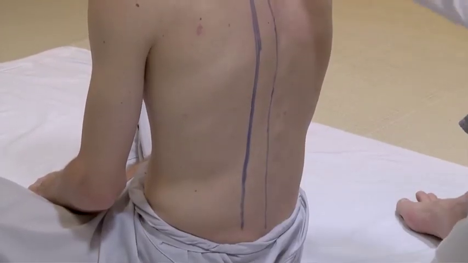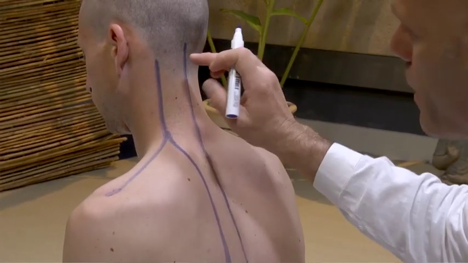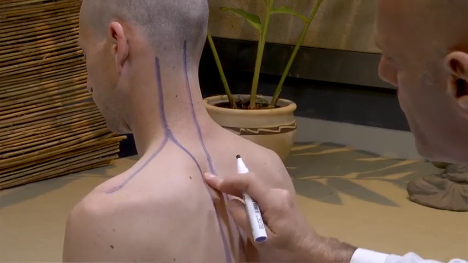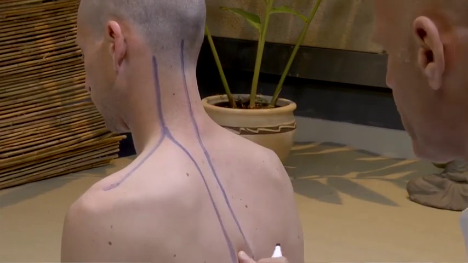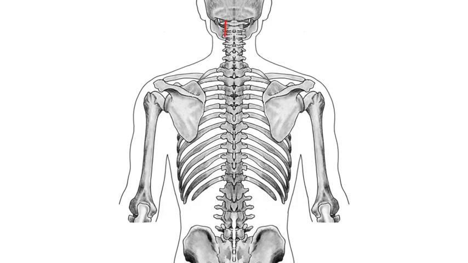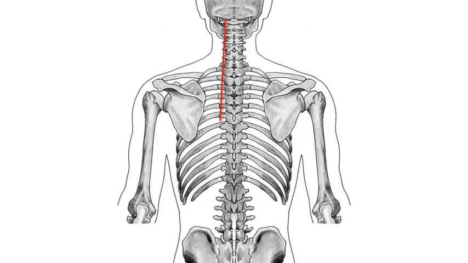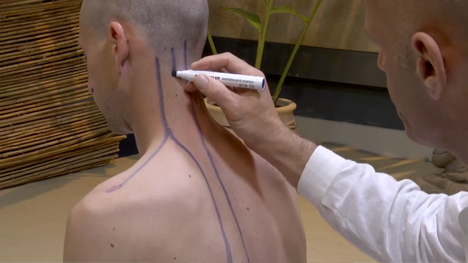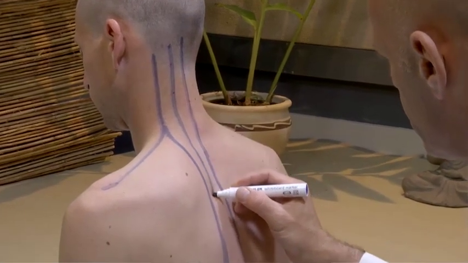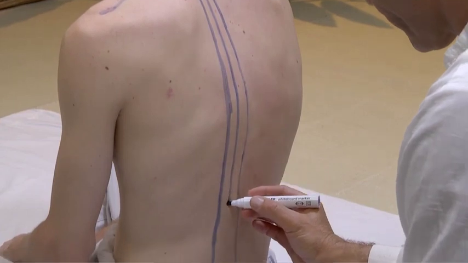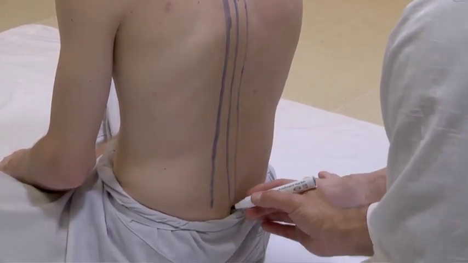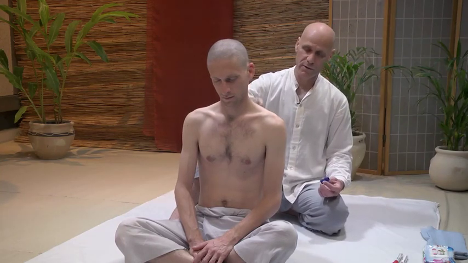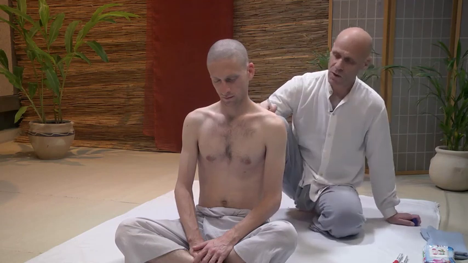Line 2 is halfway between lines 1 and 3. It's on the paraspinal muscles, on the trapezius here, the highest, stiffest part of the muscle. It's going all the way down to the sacrum. So all the points we work are on these muscles, on these lines, and on the scapular line.